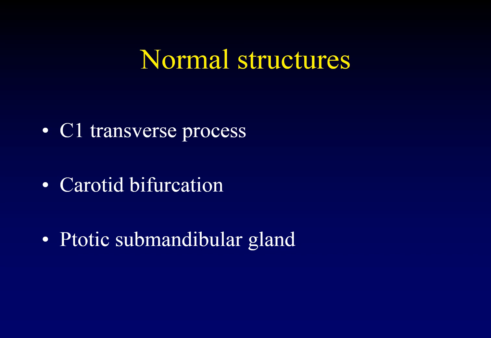There are a few normal structures that patients or their physicians may perceive as a mass. These include the C1 transverse process, the carotid bifurcation, and the ptotic submandibular gland. It's really important to identify these lesions.